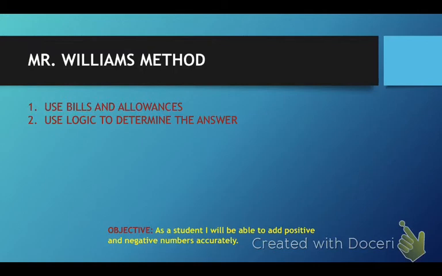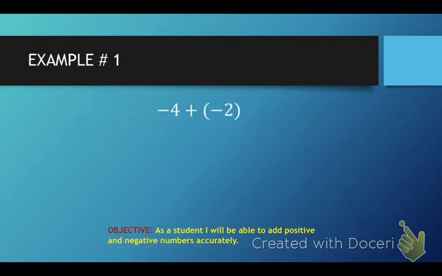Now, bills and allowances. That's interesting. A bill is when you owe somebody money. Or you owe money for something. An allowance is like you do your chores at home and your mom or dad gives you money because you did the right thing.